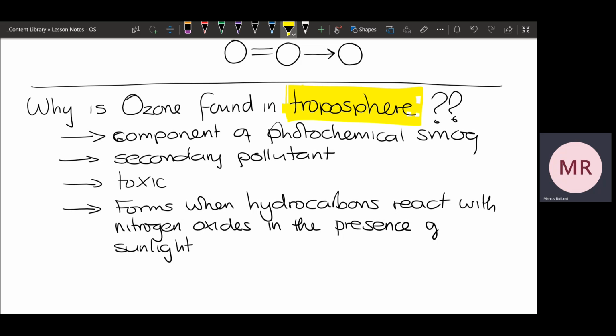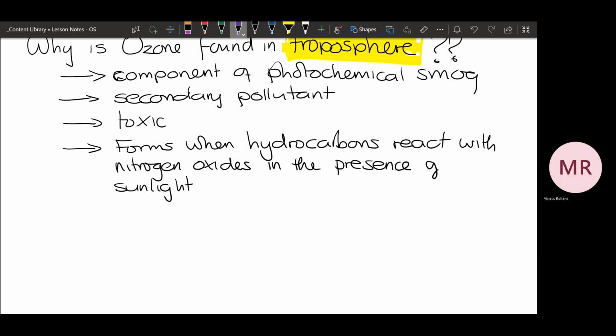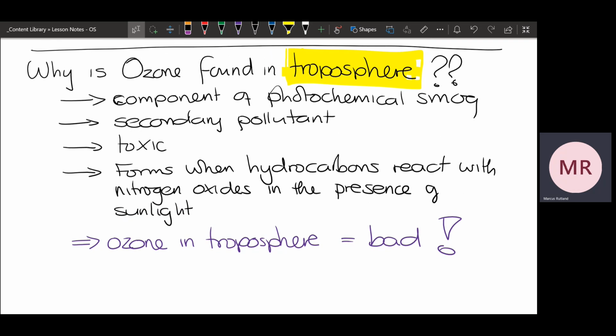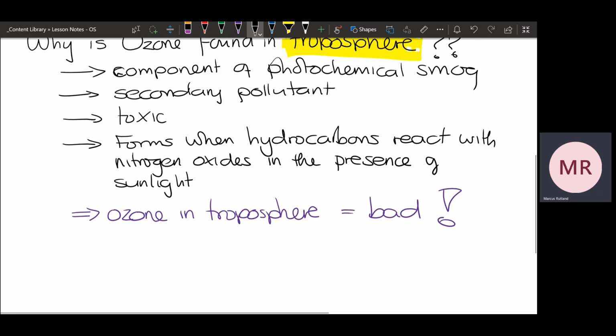So the key message here is that ozone in the troposphere is bad, as far as we're concerned, because it's toxic. We don't want it there. It has no useful role to play. Ozone does have some uses in the troposphere in a controlled way.